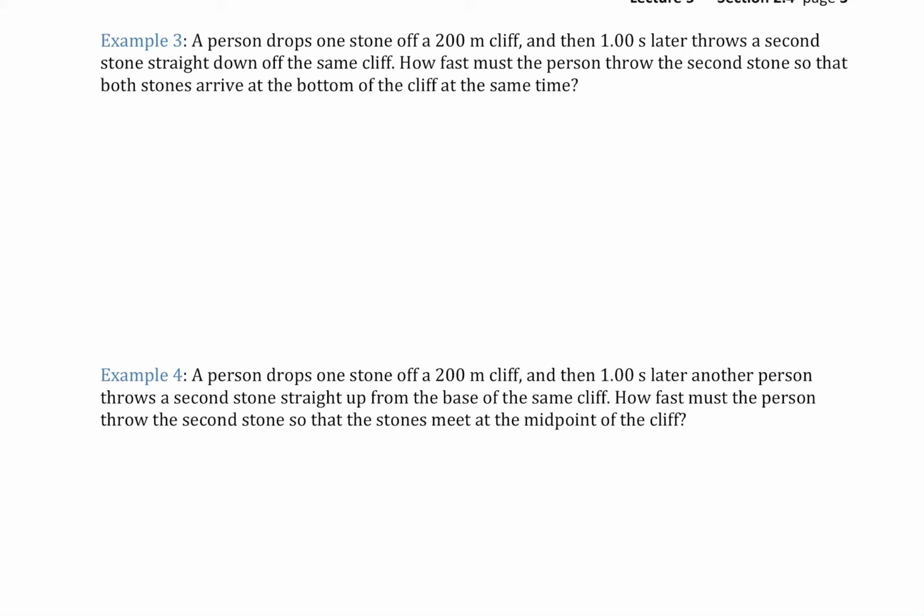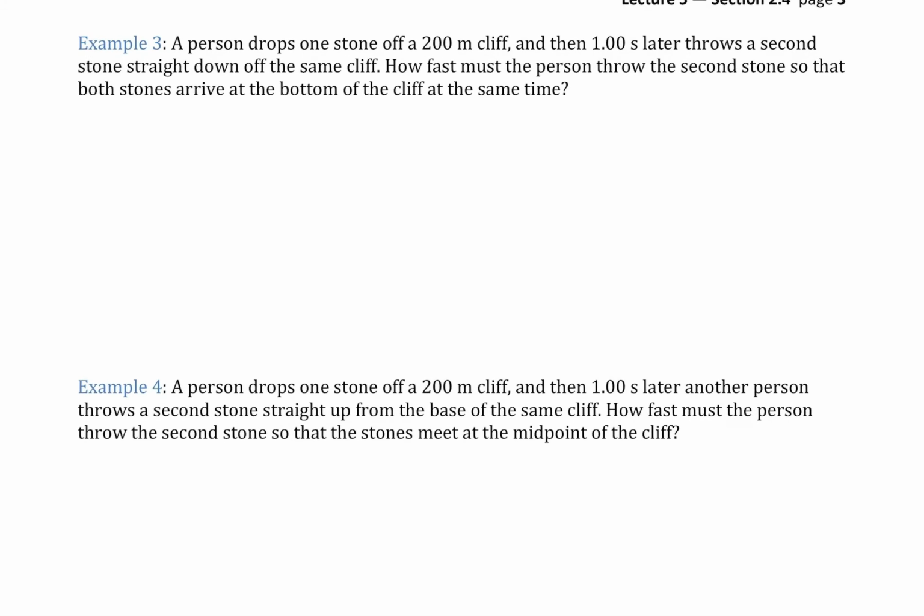of physical word problems. All right, so a person drops one stone off a 200-meter cliff and then, a second later, throws a second stone straight down off the same cliff. How fast must the person throw that second stone so that both stones arrive at the bottom of the cliff at the same time? Okay, so we need them to both be in the same place at the same time.